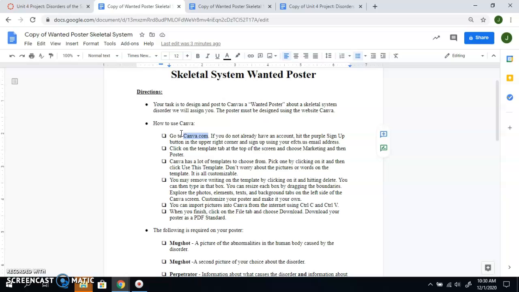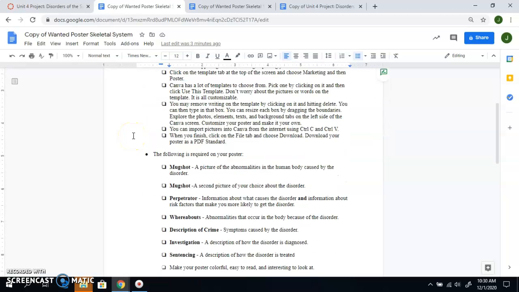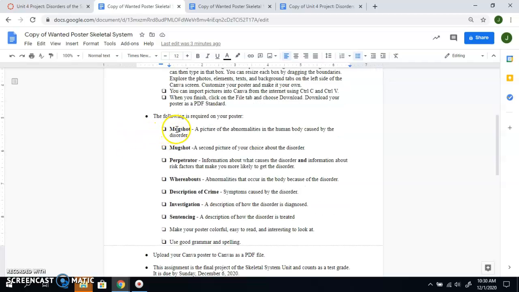Here's some things that you're going to include in your poster. First of all, you need to think of this like it's a most wanted poster, like an FBI most wanted list or something like that. So you're going to see some mugshots in here, the perpetrator, like who or what is responsible for this particular type of problem with the skeletal system, where this occurs, a description of the problem with the skeletal system, a description of how the disorder would be diagnosed by a doctor, a description of how it's going to be treated. We're calling that sentencing.